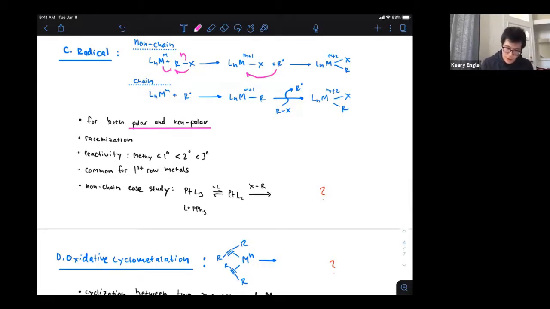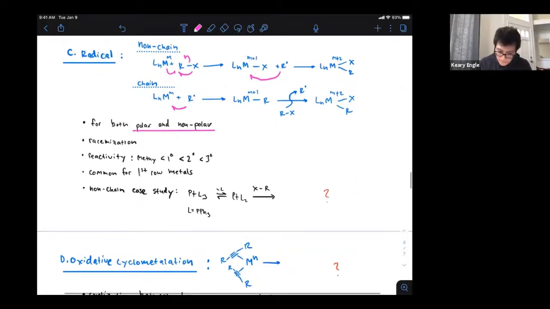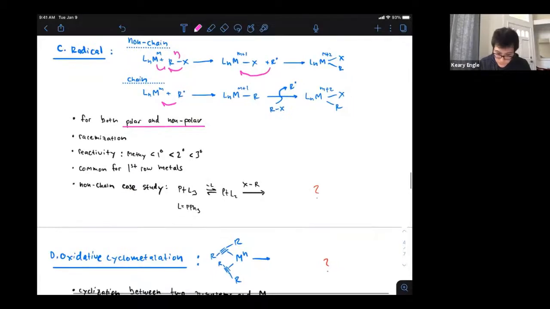And then the chain pathway where you have a propagating carbon-centered radical that can form first a bonding interaction with the metal, and then this species, which is now open shell, can induce homolysis of the metal halogen bond, ultimately getting to the same product, and also the same type of product, as what's shown above.